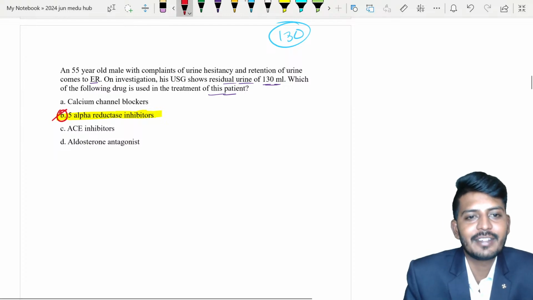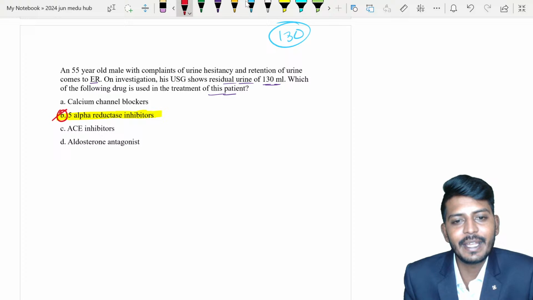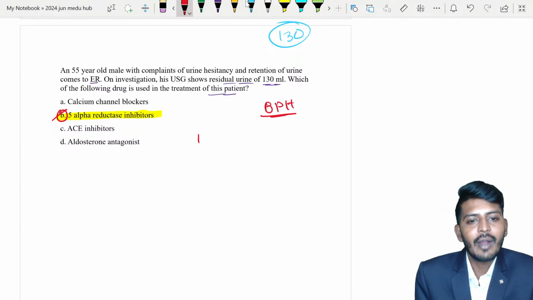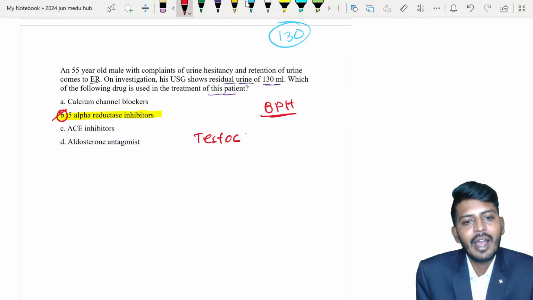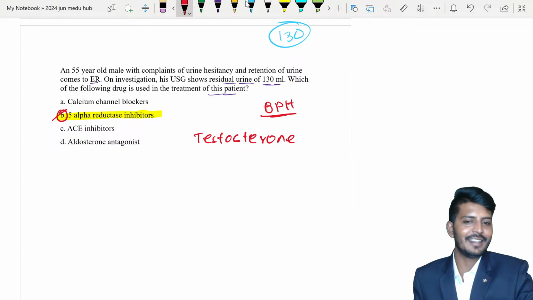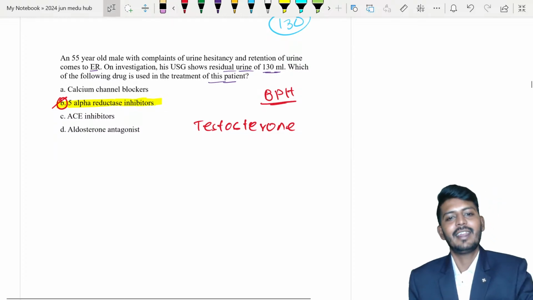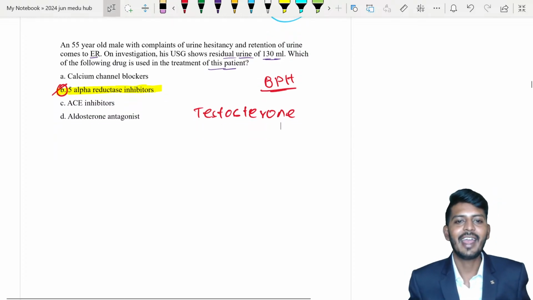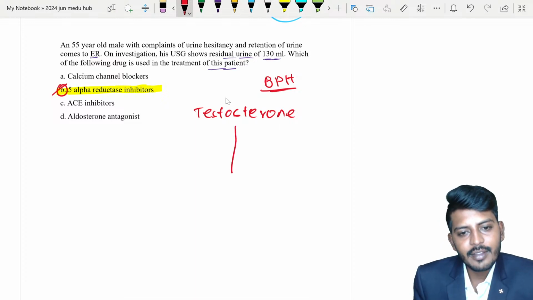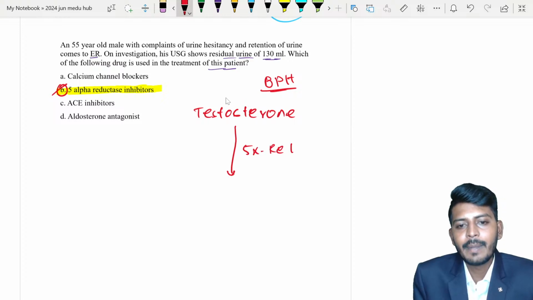Now listen to me. First important aspect. When we are speaking of BPH, BPH mein dikkat kya hota hai? You have testosterone. Okay, now please listen to me. Testosterone, what happens under the influence of one enzyme called 5-alpha reductase. Okay, please listen to me.